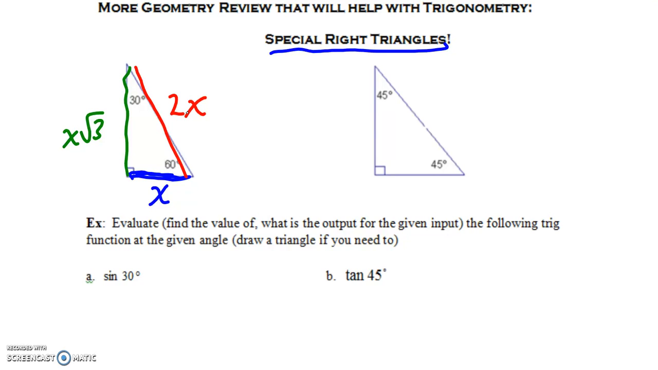So what's really nice is if you have the smallest side of a 30, 60, 90, you can just take that side, multiply that by root 3 to get this side, and multiply it by 2 to get the hypotenuse.